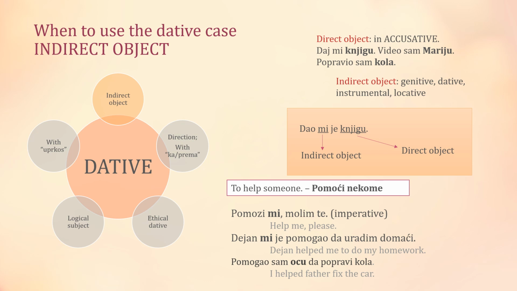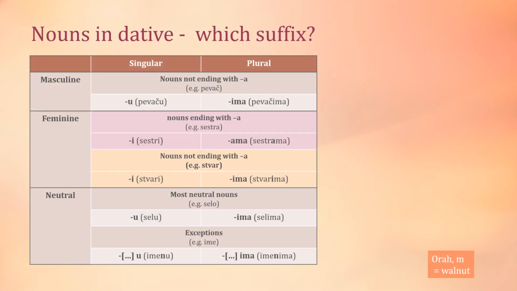Now, you could also put nouns in the dative, not just pronouns. Pomogao sam ocu da popravi kola. I helped father fix the car. But how do we put nouns in dative? Which suffix do we add to the noun?